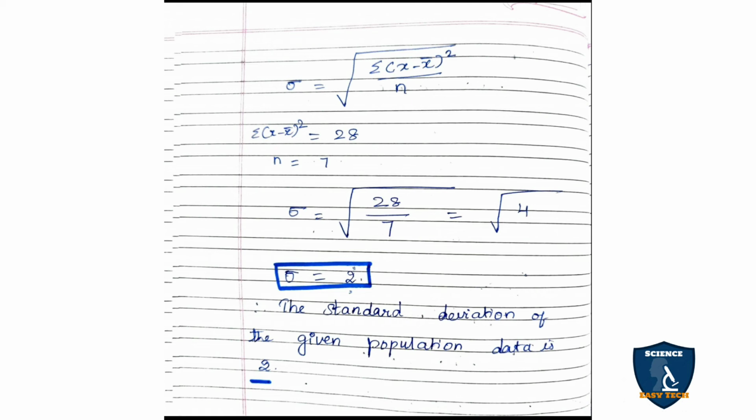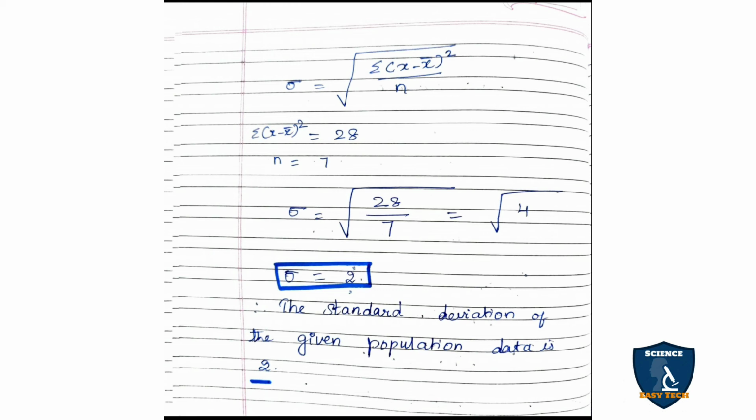But suppose the answer comes like a standard deviation of 8, which is not a perfect square number. In such cases, you have to use a calculator and find out the square root. So this is for population mean.